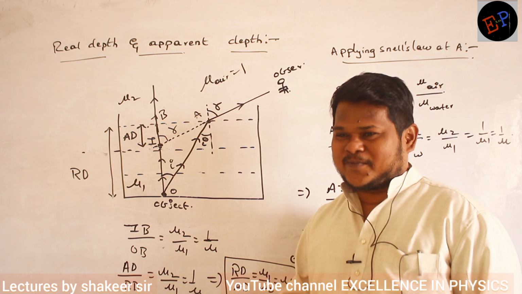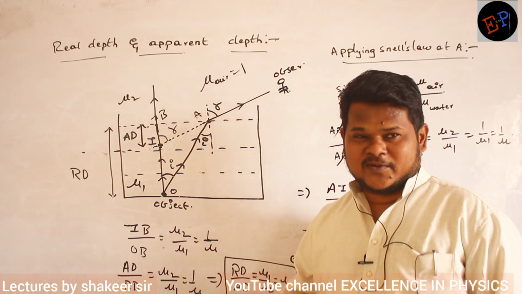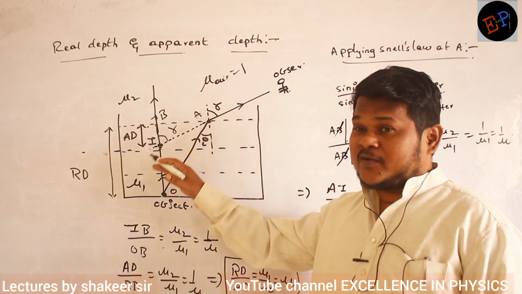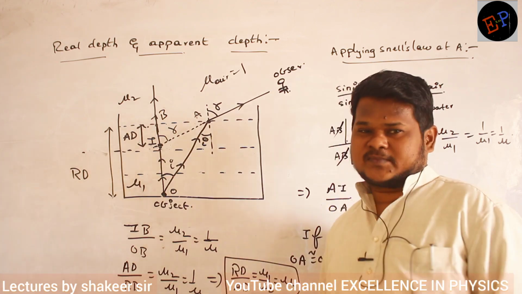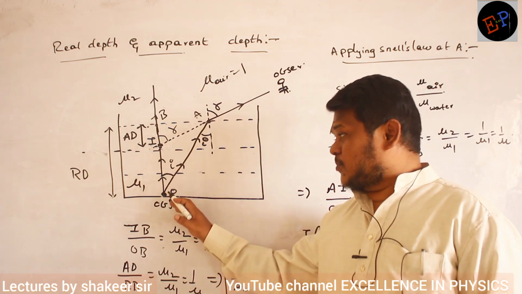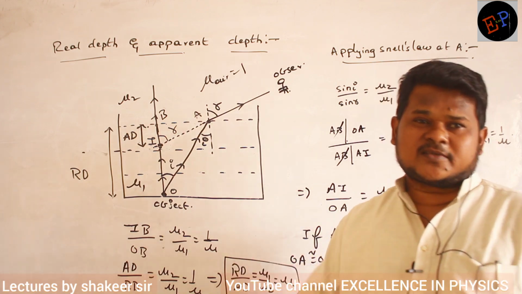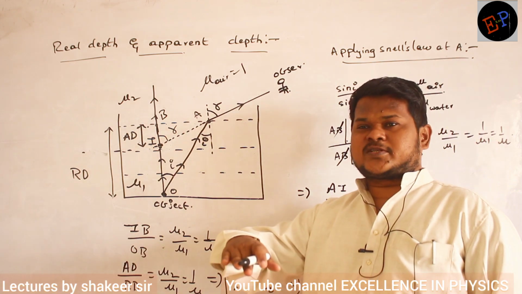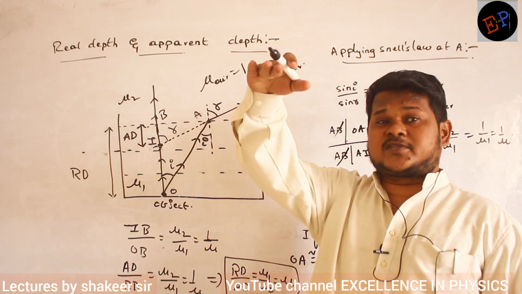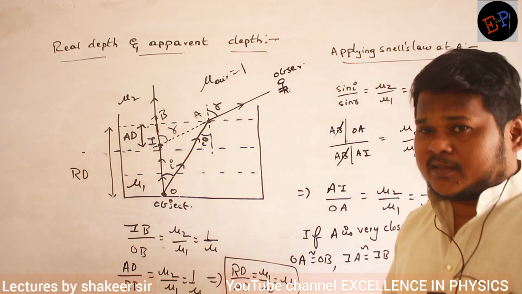So what you have to do? If you are trying to hunt a fish with the help of a gun or with the help of a bow and arrow system, then always shoot below the fish. Are you able to understand? If you shoot by looking a bit below, then there is a possibility that the arrow goes and strikes the fish. Because if this is the position of the fish, for you it appears the fish is here. Are you able to understand? So that is the concept of real depth and apparent depth.